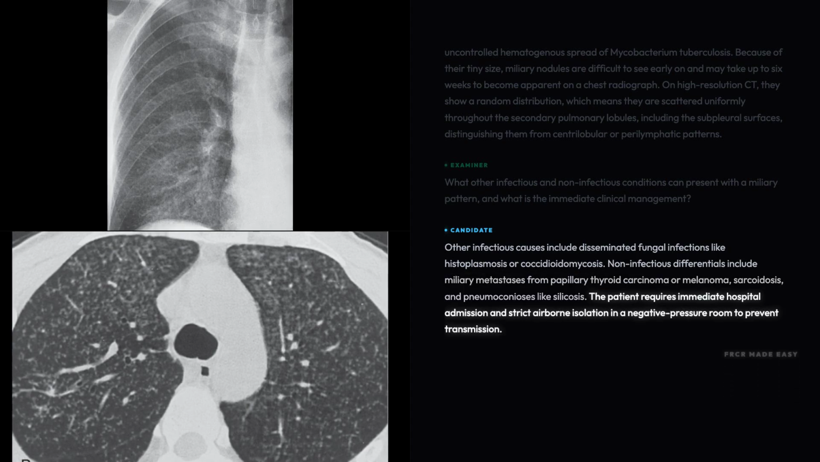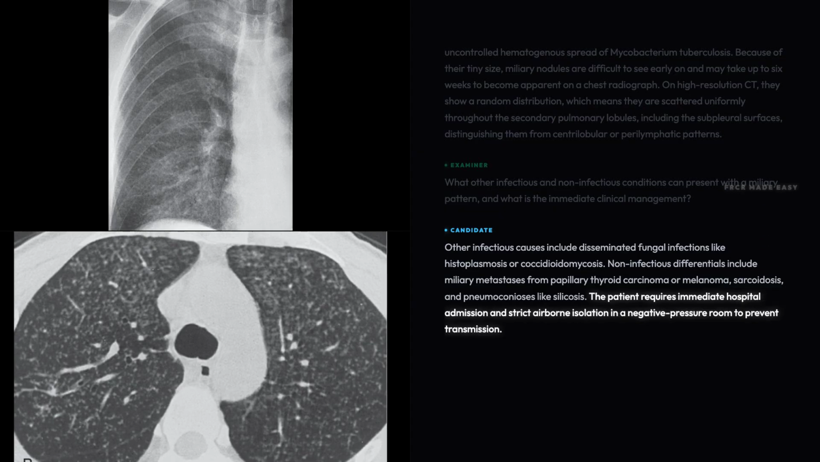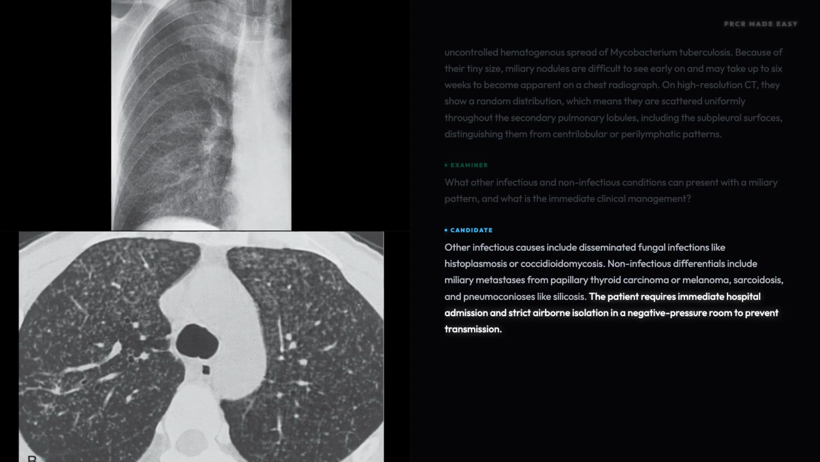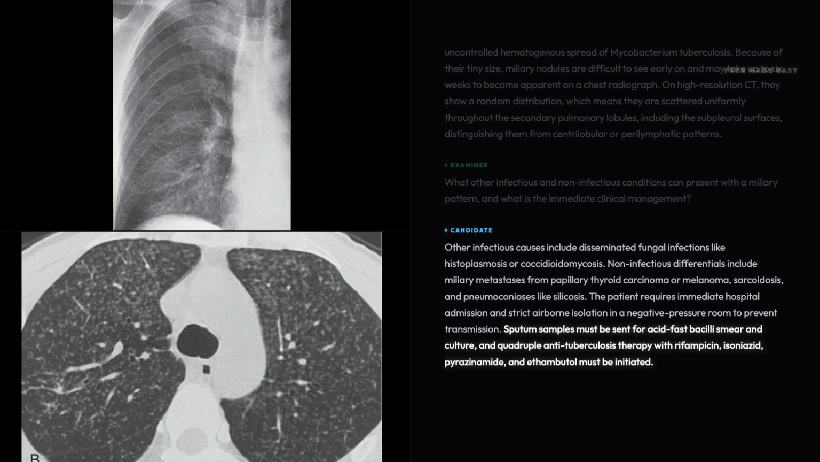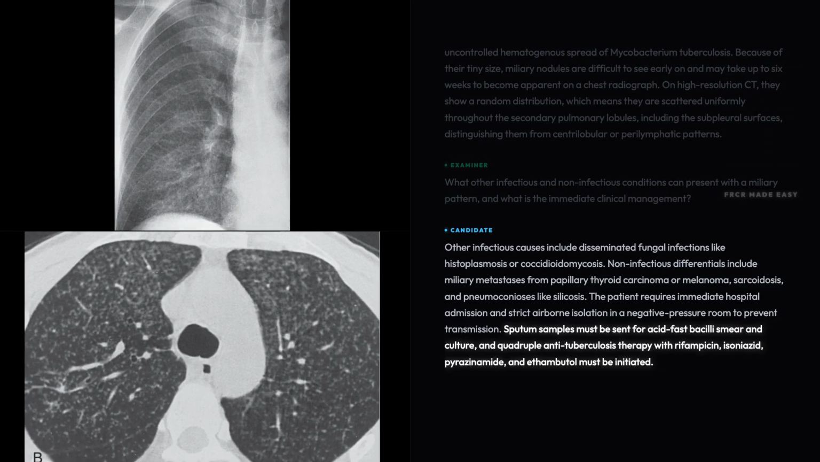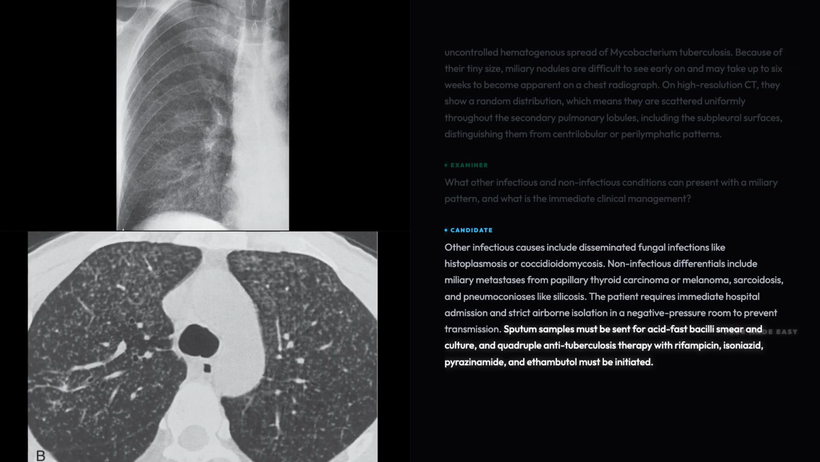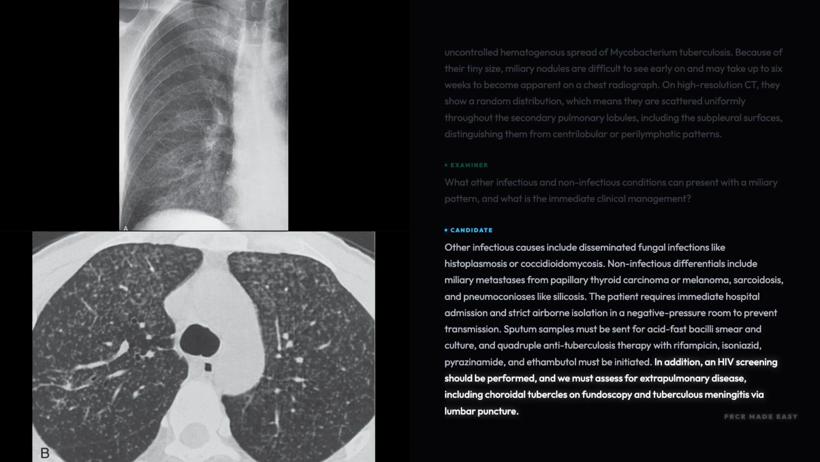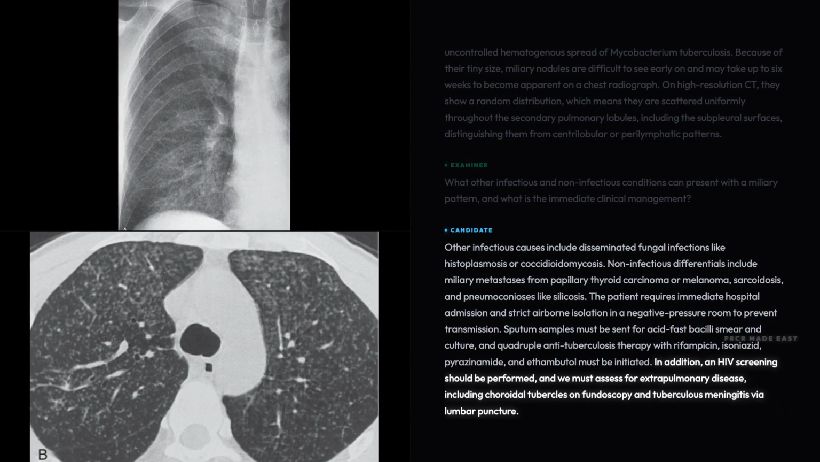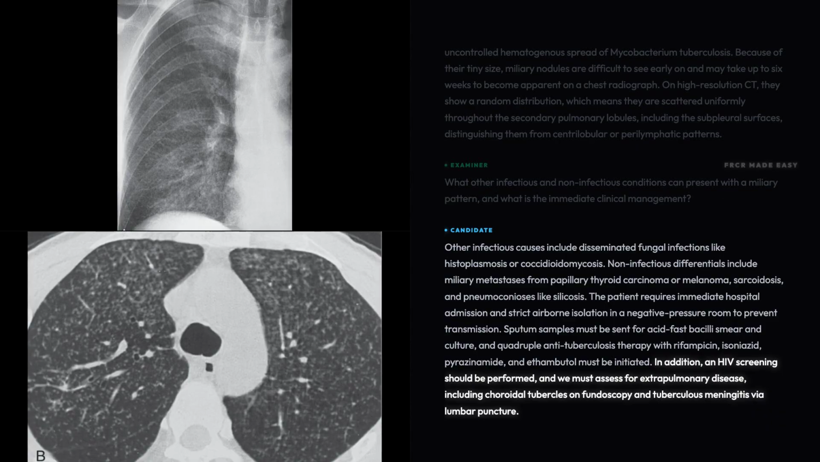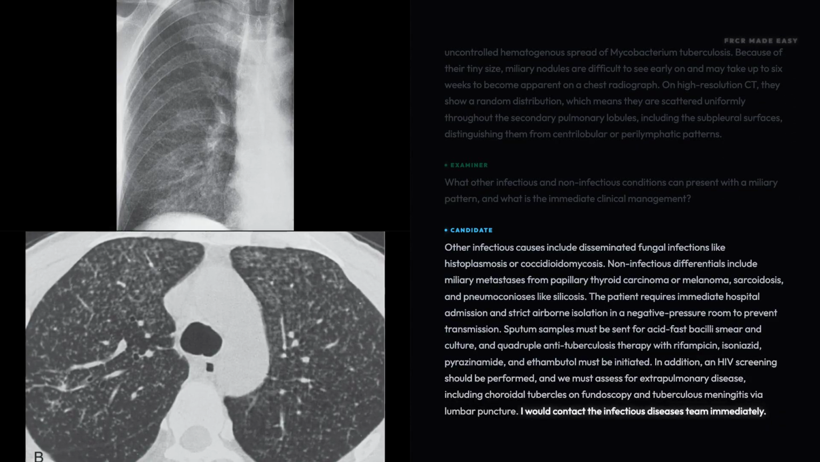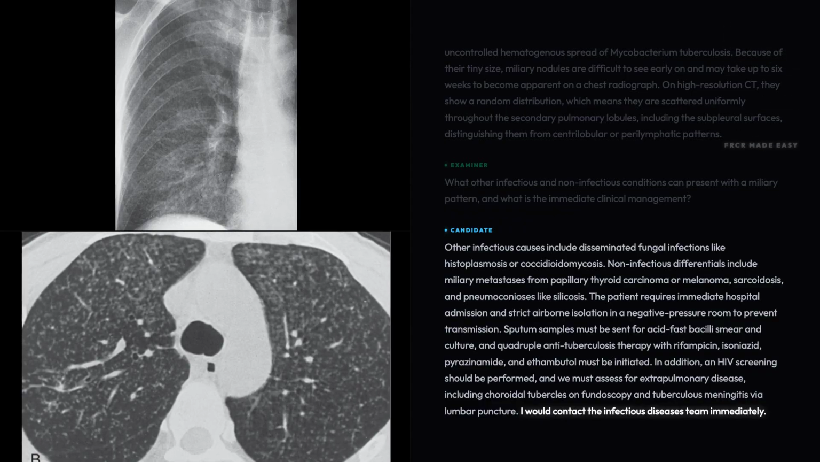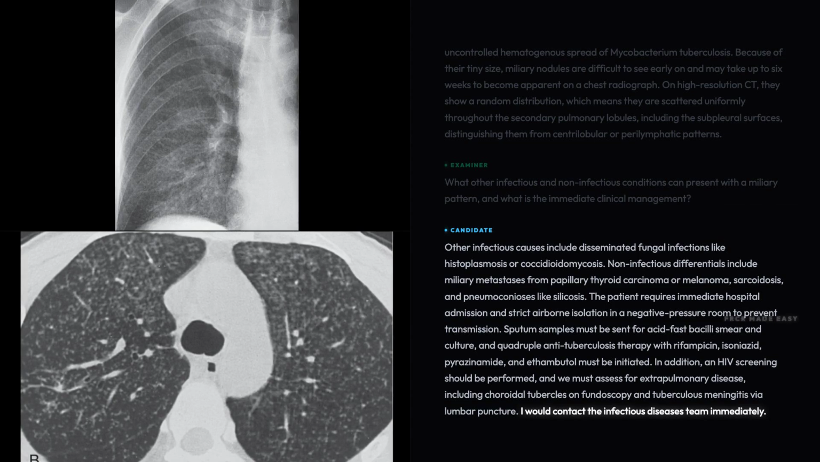The patient requires immediate hospital admission and strict airborne isolation in a negative pressure room to prevent transmission. Sputum samples must be sent for acid-fast bacilli smear and culture, and quadruple anti-tuberculosis therapy with rifampicin, isoniazid, pyrazinamide, and ethambutol must be initiated. In addition, an HIV screening should be performed, and we must assess for extrapulmonary disease, including choroidal tubercles on fundoscopy and tuberculous meningitis via lumbar puncture. I would contact the infectious diseases team immediately.